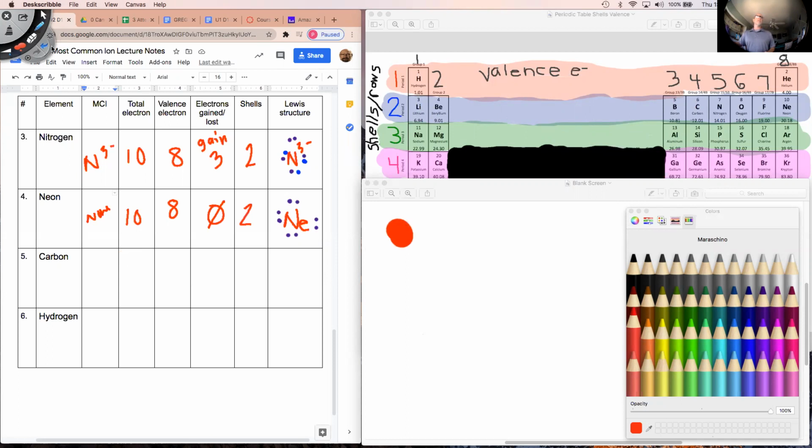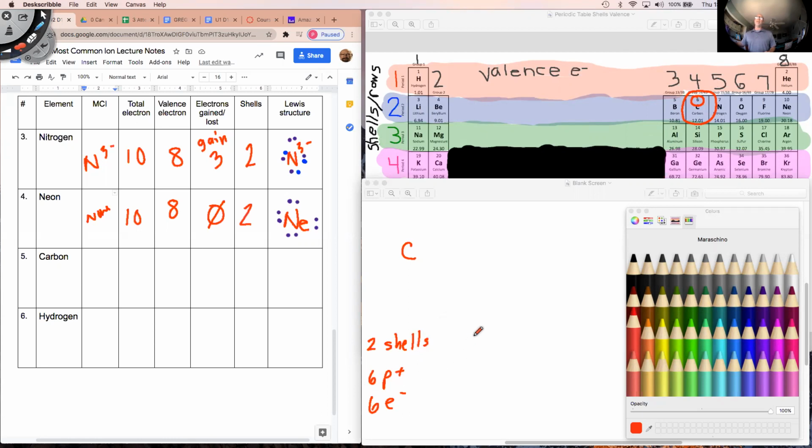So the first thing we want to do is take a look at things. What is the number of shells that carbon has? Carbon has 2 shells. You can see it right here, 2 shells. How many protons? Carbon has 6 protons. This is carbon right here, 6 protons. How many electrons does carbon have? Carbon has 6 electrons because 6 protons and 6 electrons, we said that many times.